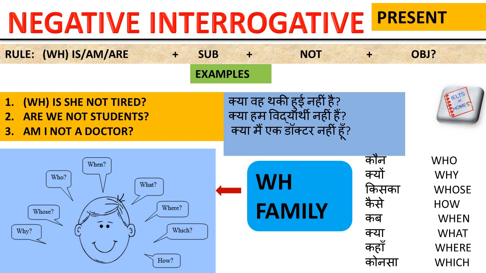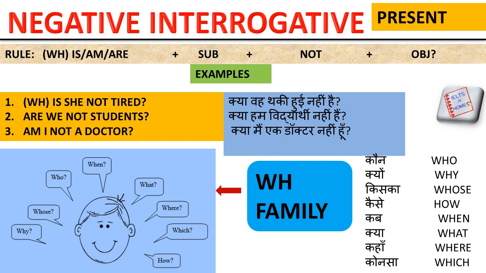You can see that in all these examples I put the helping verb in the front of the sentence according to the rule, that is, is, are, and am, and then I put the subject. In the first example the subject is she, in the second we, in the third I, and then because we want to make it negative I put not in all these examples, and at the end we use the object.